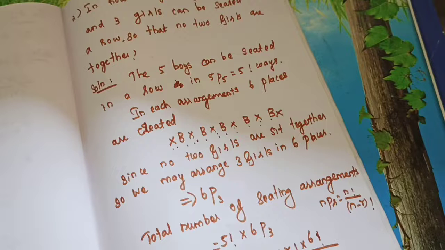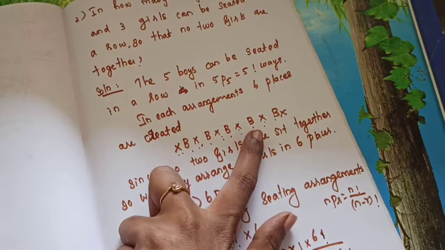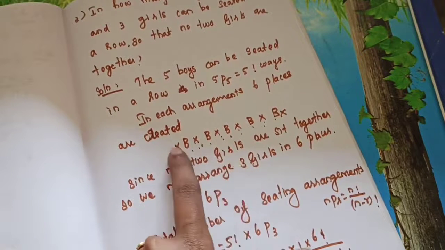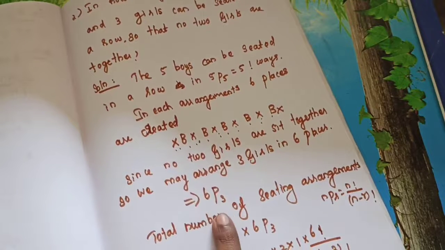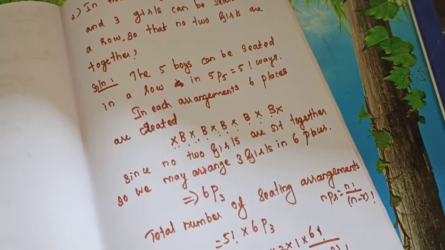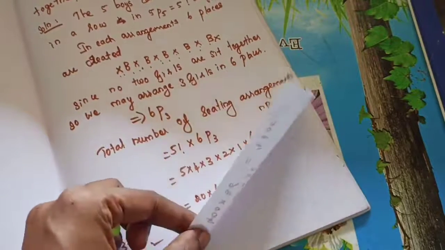Then in each arrangement 6 places are created. There are only 6 places that I have created and shown. So 2 girls won't sit together, in the sense that in those 6 places 3 girls can be accommodated. So 6P3 ways. By the fundamental theorem of multiplication, 5 factorial into 6P3. I simplified it and got the answer as 14400. Have you got it? Okay, let's move to the next question.